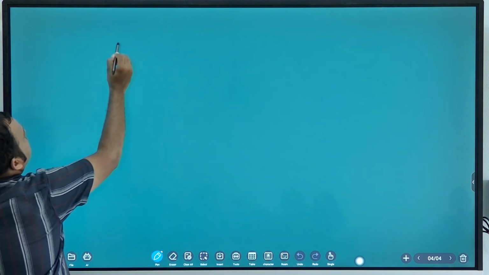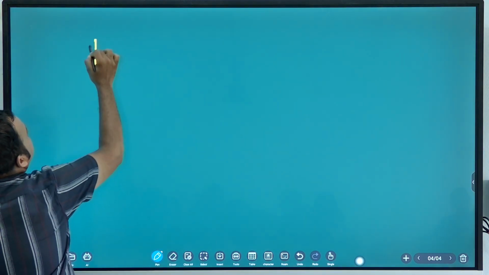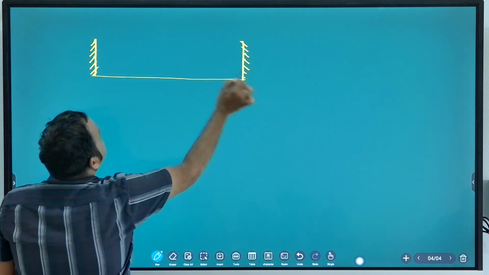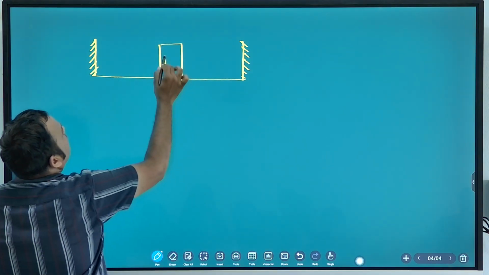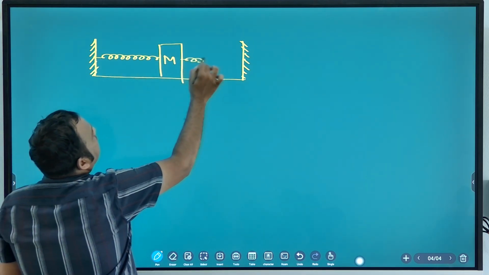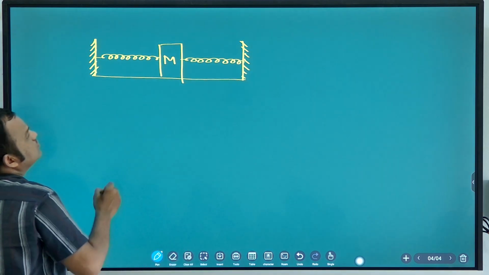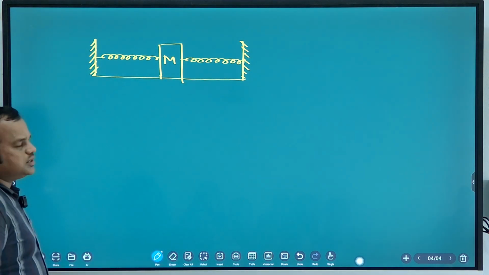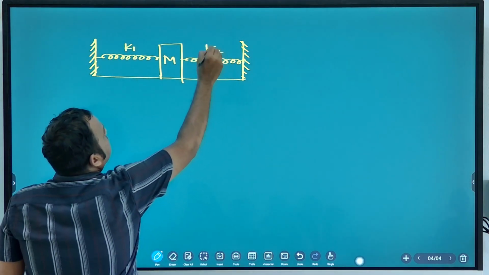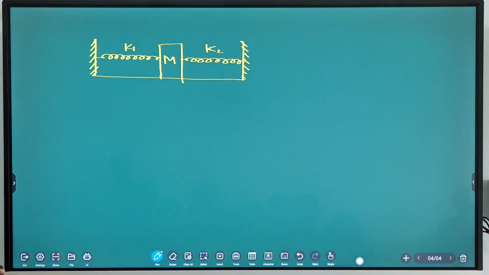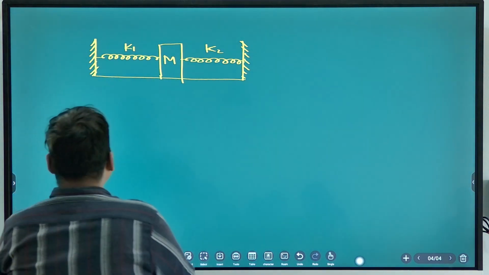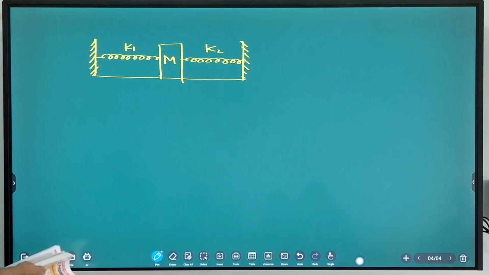Now let's solve one more question. It is given in your DC Pandey also. There is a block here and one spring you have connected here and one spring you have connected here. You have seen this question? Give me the book, DC Pandey. So the spring constant here is K1. The spring constant here is K2. So how many springs? Two springs. So how many blocks? One block.